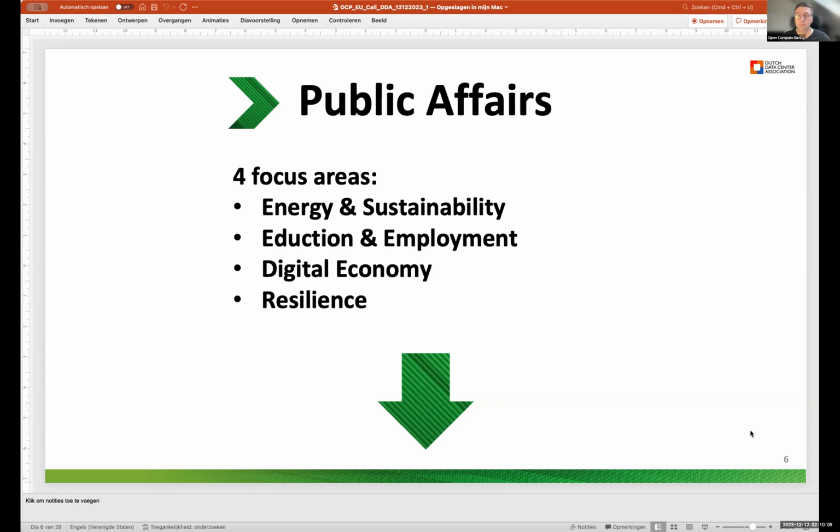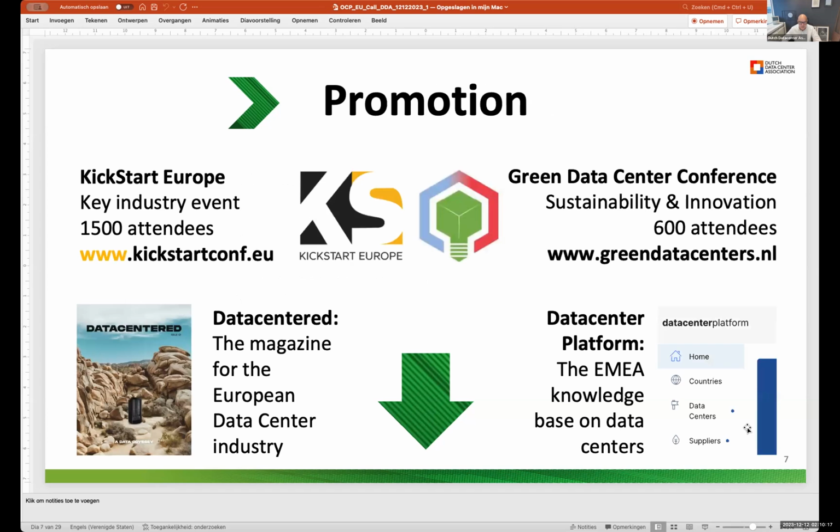Also very much focused on the digital economy, and very much on resilience. In that part we are also looking at, for instance, sea cable landings and other infrastructure related businesses. Like I said, Kickstart Europe. We also have a European magazine called Data Centered, very much focused on strategy and insights. And we also have a platform with all data centers in EMEA on it, and lots of links and publications there. So on the one hand, we're focusing very much on the Netherlands. On the other hand, we're also doing promotion in a European way.